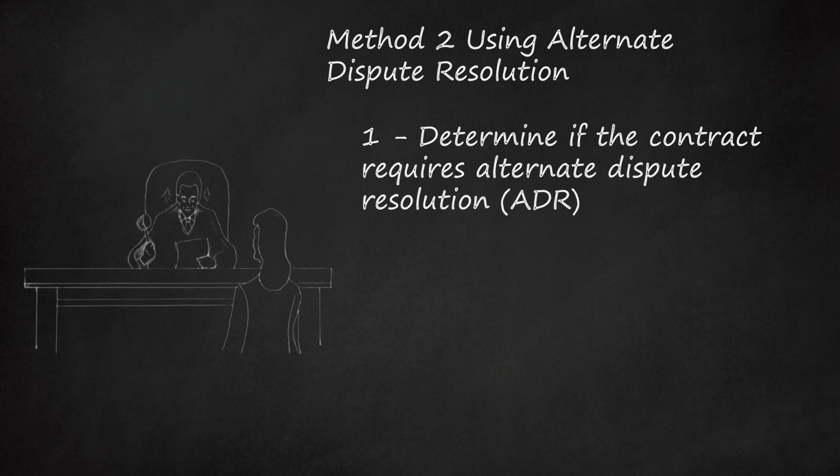Your contract may specify mediation or arbitration. Mediation is a voluntary process in which the two parties sit down and negotiate a resolution to the dispute with the help of a neutral, third-party mediator. The mediator is trained in dispute resolution and can facilitate your discussions.